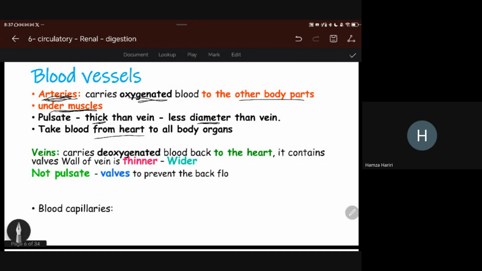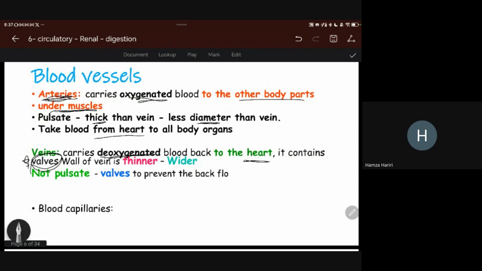Next, we have the veins, which are the total opposite of arteries. Okay, so they carry deoxygenated blood. Okay, and this blood goes to where? It goes to the heart. Okay, and they have valves. It's very important for veins to have valves. Why so? What's the importance of valves in veins?